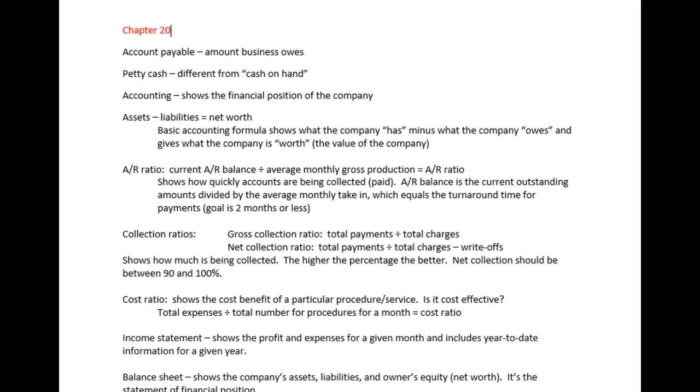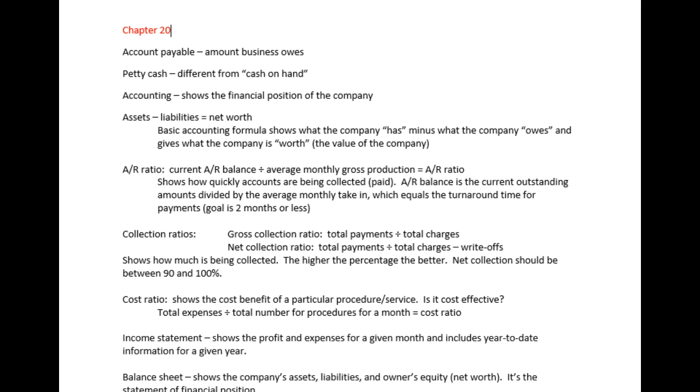Petty cash is different from cash on hand. Petty cash is used for small incidentals, so maybe you would have to go out and buy stamps with it or something like that. Cash on hand is what is used for patients when they are making cash co-payments. So if a patient's co-payment is $15 and they give you a $20, you have to give them $5 in cash. That is what cash on hand is for. Petty cash, like I said, is for small incidentals that you would need to purchase for whatever reason around the office.